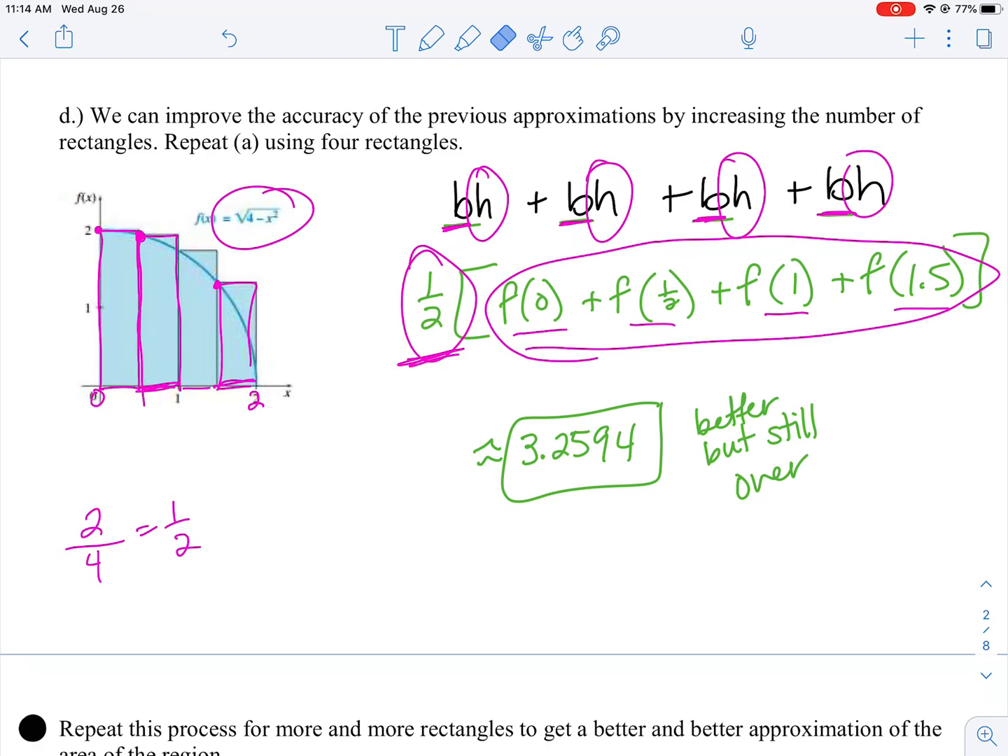But the more we do this, the better our approximation is going to be. So instead of 2 rectangles, I could do 4. Instead of 4 rectangles, I can do 8. Instead of 8 rectangles, I can get a better approximation and do 100 little rectangles underneath that curve. The more rectangles I do, the better my approximation is going to be. But the only way that I can get an exact value for the area is doing an infinite number of rectangles. Let's talk about in the next video how we're going to do that.